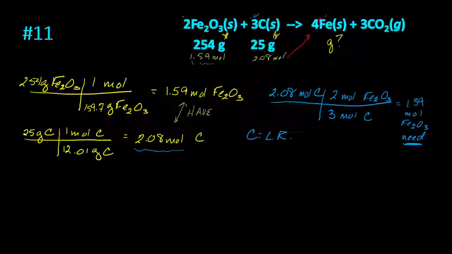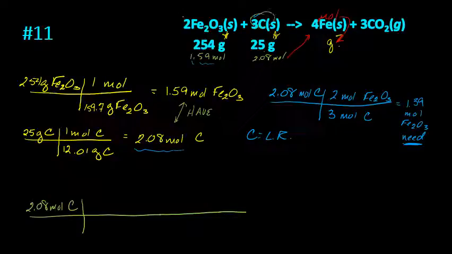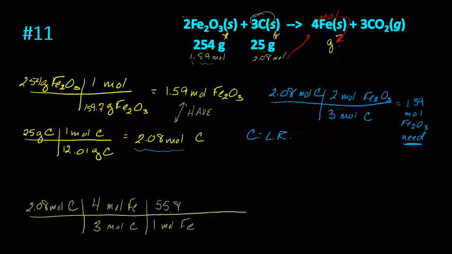So we're going to start off with moles of carbon, going to moles of iron, so we can go to grams. That color's not real good, so I'm going to change it to a better color. Let's try the green. So here we go, 2.08 moles of carbon. Now, we have 3 moles of carbon for every 4 moles of iron, and 1 mole of iron for every 55.85 grams of iron. So we end up then with 155 grams of iron.